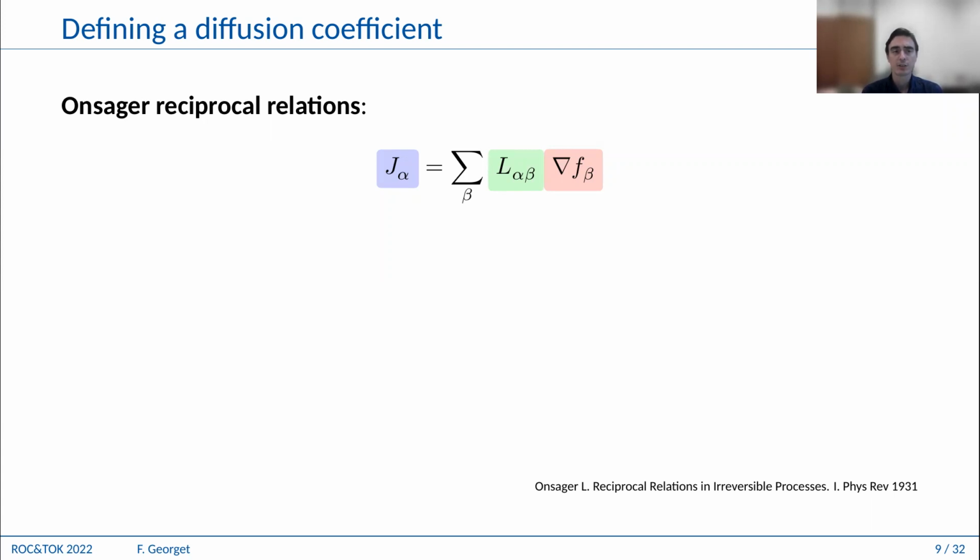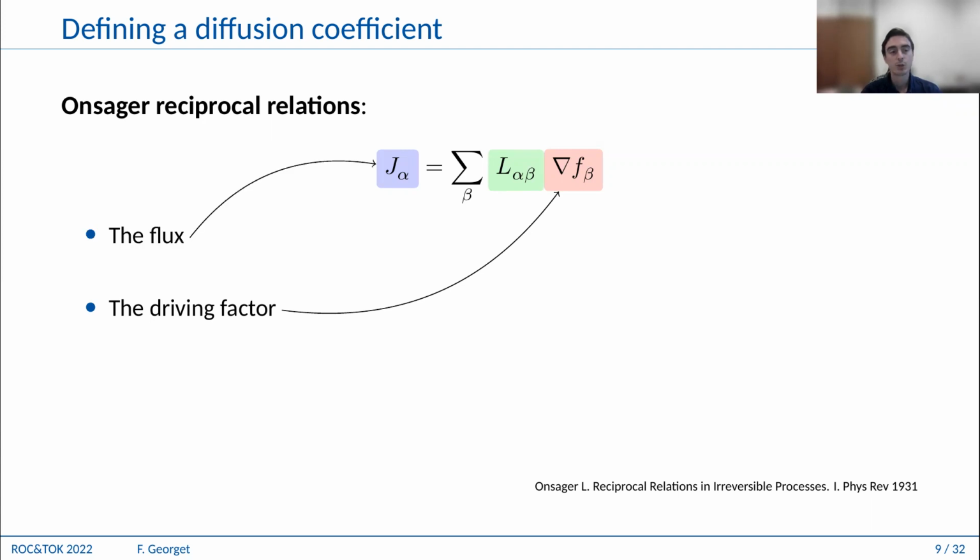The Onsager reciprocal relation states the following. If you have a driving factor, for example, a gradient of concentration or a gradient of temperature, this will induce a flux of ions, a flux of heat.